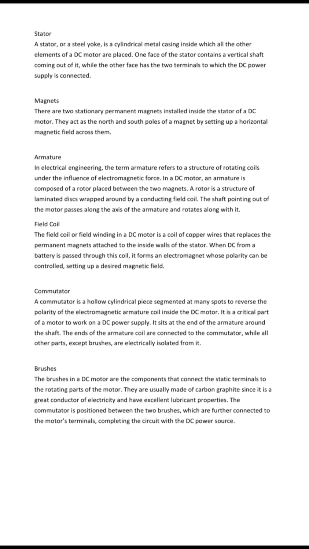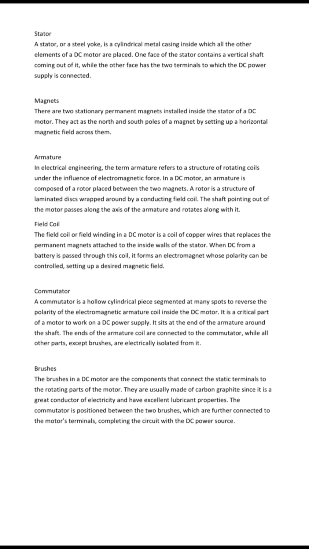Field coil. The field coil is the field winding in a DC motor. It's a coil of copper wires that replaces the permanent magnet attached to the inside walls of the stator. When DC from the battery is passed through this coil, it forms an electromagnet whose polarity can be controlled, setting up the desired magnetic field.